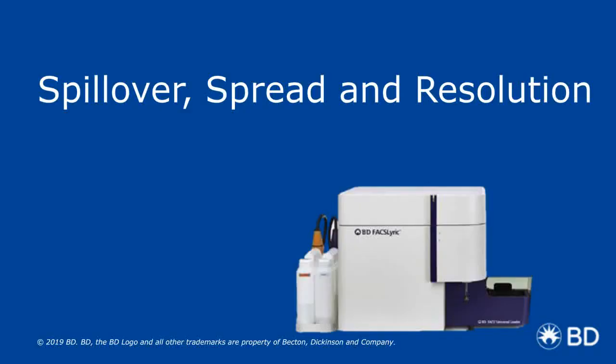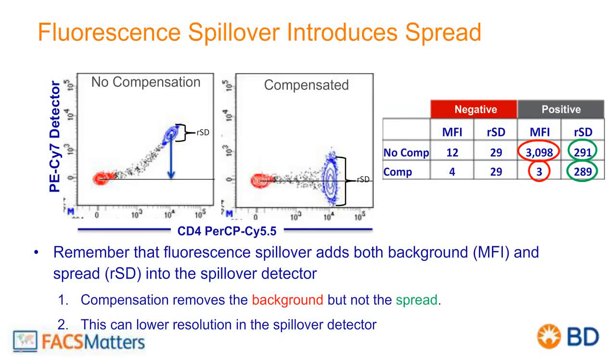So now we're going to turn to the concept of the relationship between spillover, spread, and resolution. And this is going to be core to everything that we talk about in this webinar. Just to go back over what we talked about last time, in the left panel we can see CD4 PerCP-Cy5.5, and we can see the spillover into the PE-Cy7 detector. After you've finished compensation using your compensation controls and you've applied the matrix to your data, you should see data that looks like the right-hand panel.